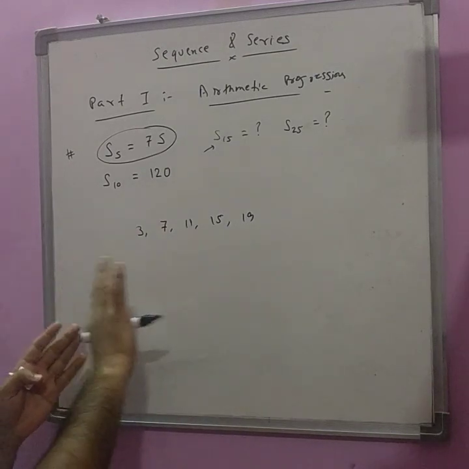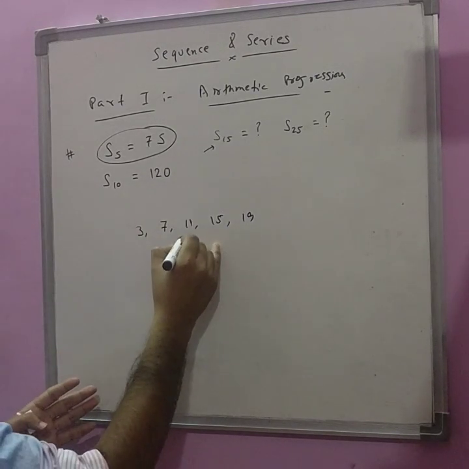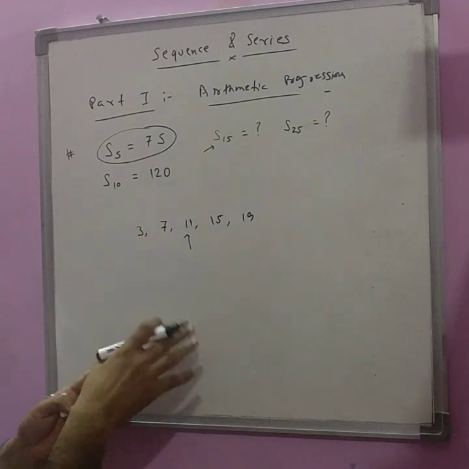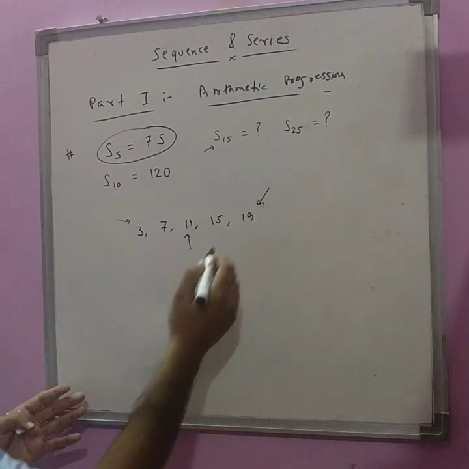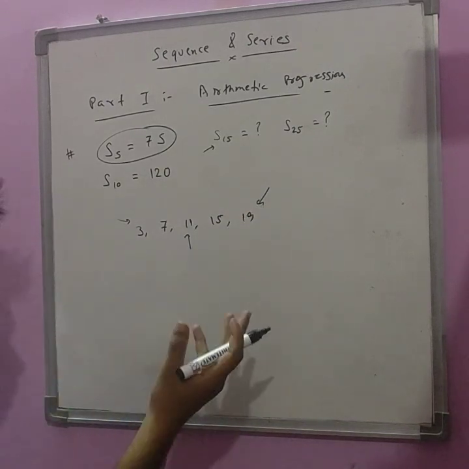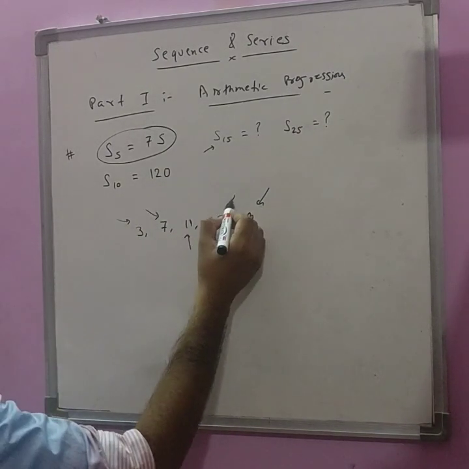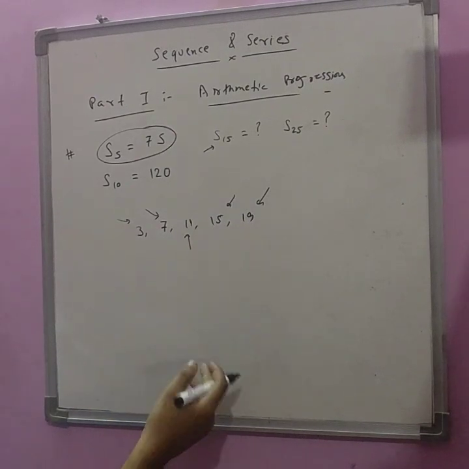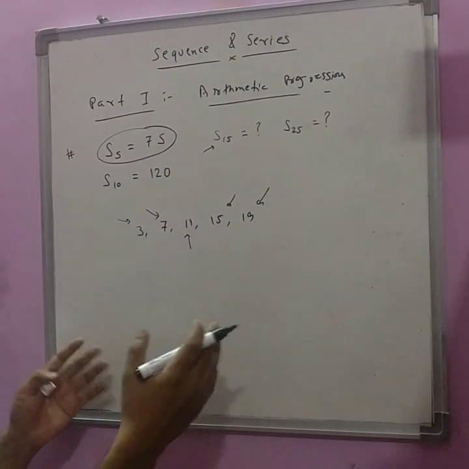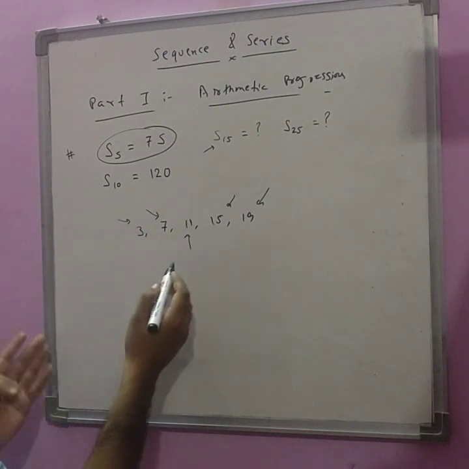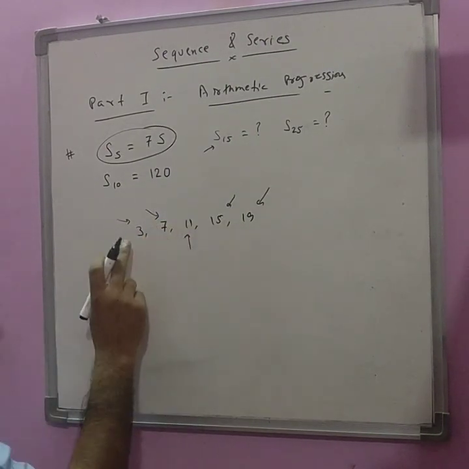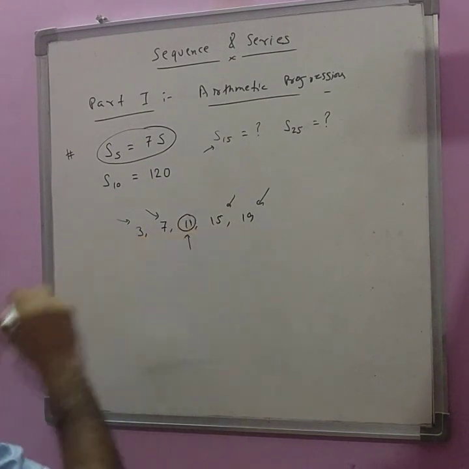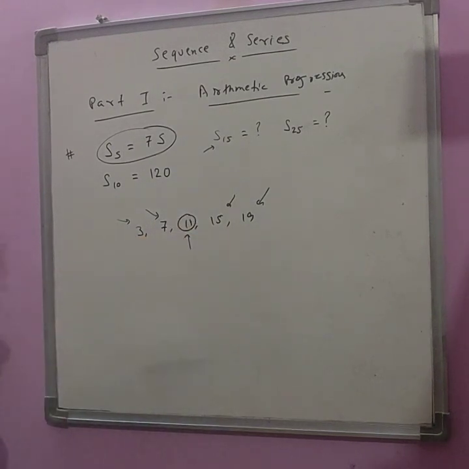We can simply conclude that the middle term is itself the average, or you can say the first term plus my last term divided by 2, or second term plus second last term divided by 2, or third plus third last, and so on, right? So in this way I can conclude the average. If the number of terms is odd, the middle term is itself the average.